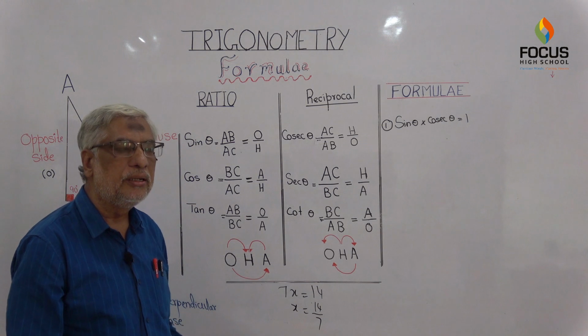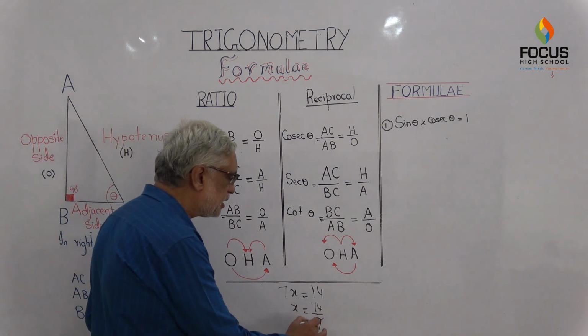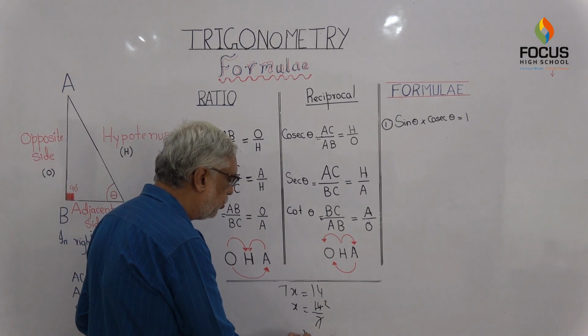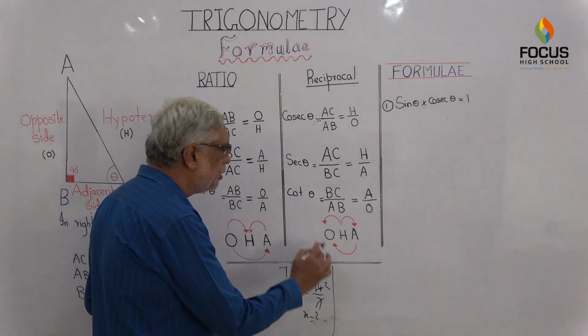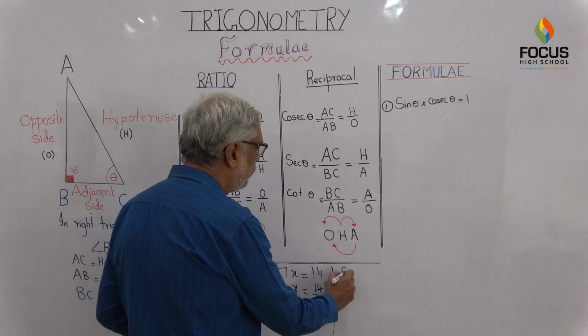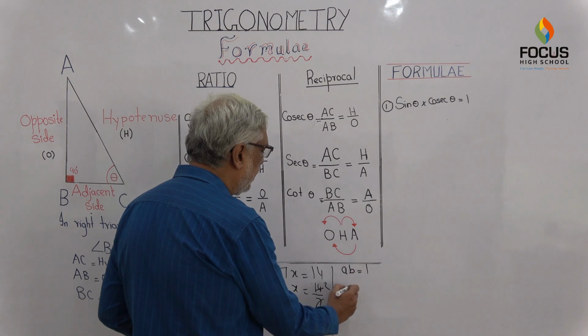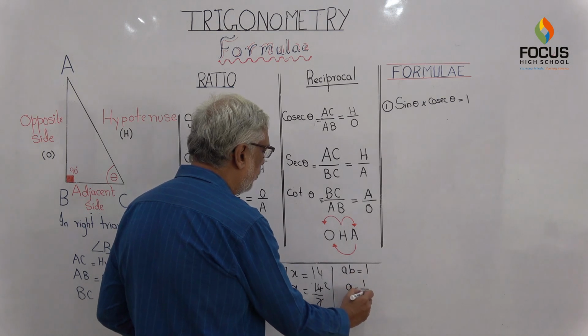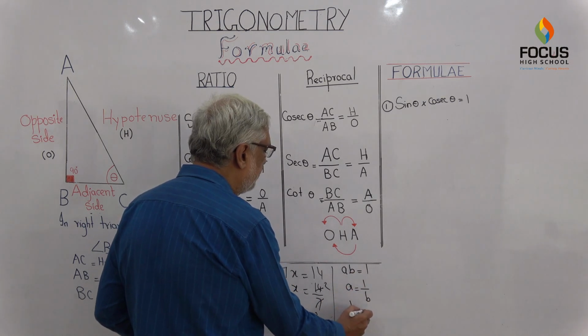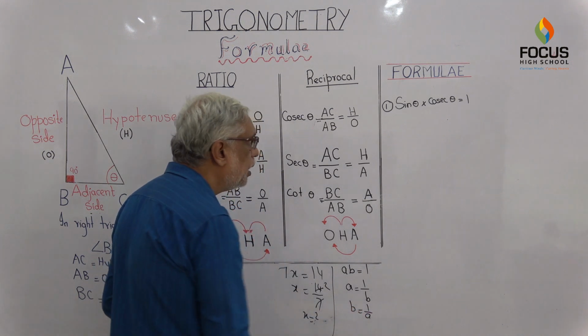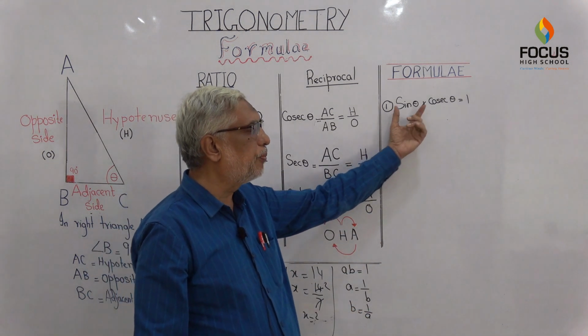The given number is divided by 7. So if I cancel it, 7 1, 7 2, x is equal to 2, I got it. Now my thing is, if I have a into b is equal to 1, a will be what? A will be 1 upon b, and b can be written as 1 upon a. So we have here two ratios, their product is 1.